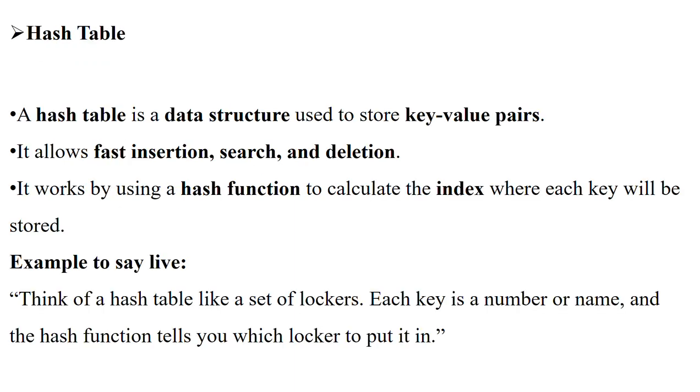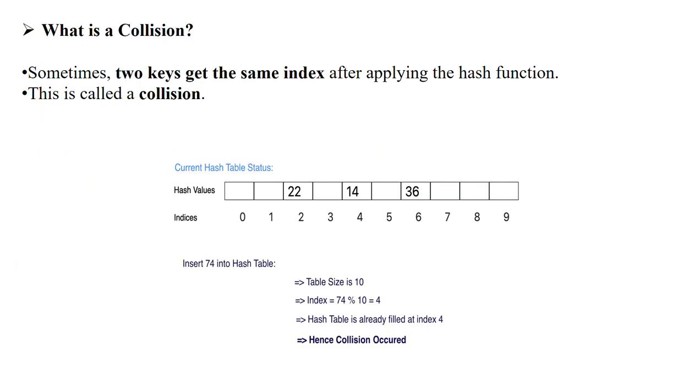First we have to see the definition of hash table. A hash table is a data structure that stores the data in array format, and each element is identified by a unique key. The key is transformed into an array index using a hash function. This allows fast insertion, searching, and also deletion of the data. So this is the hash table.